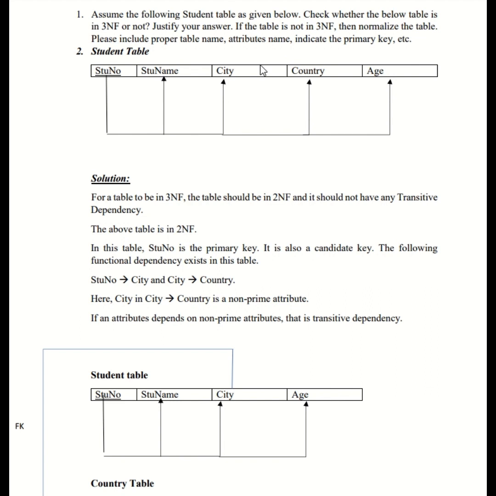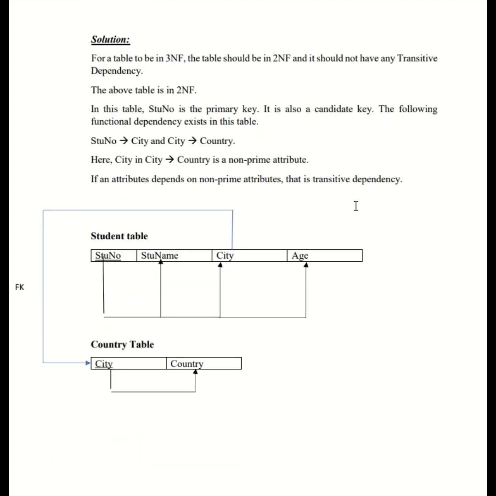There is a presence of transitive dependency. By the way, the dependency city derives country is missing here. Okay, I forgot to mention it. So just keep it in mind. So here you just see a transitive dependency. So we can conclude this table is not in third normal form. So the question says split the table. So when you split the table, city derives country. So move the city and country into a separate table. Call it country table like here.